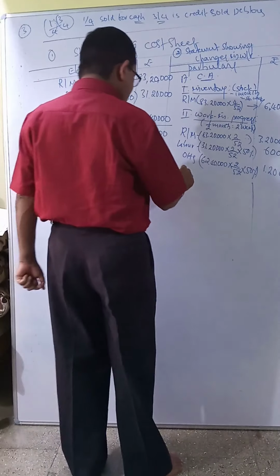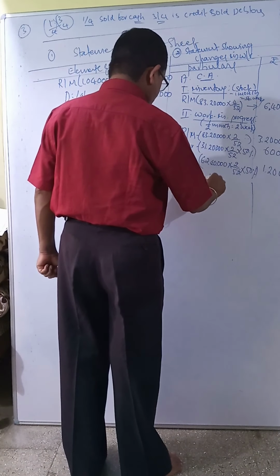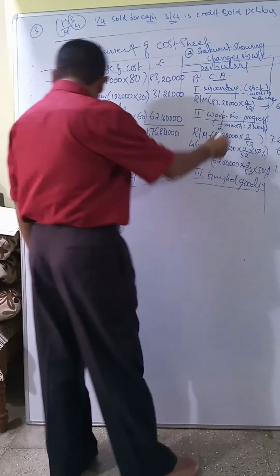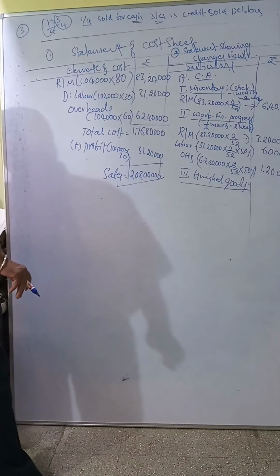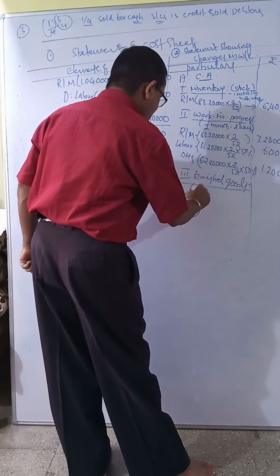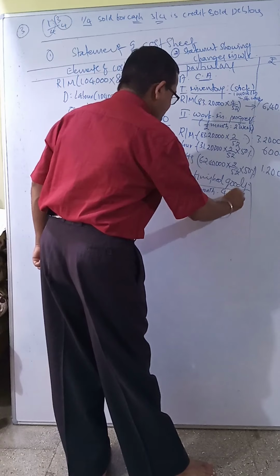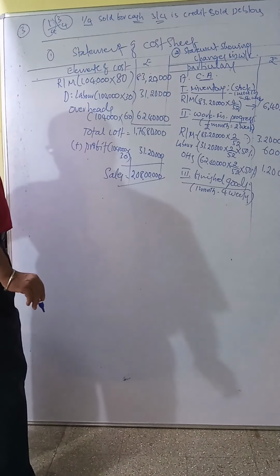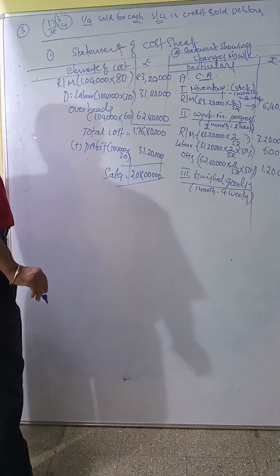Then the third element in current assets is finished goods, which we get from work in progress. Here you see finished goods are in stock on average for 1 month. 1 month means 4 weeks. 1 month, how many weeks? 4 weeks. So for finished goods, 1 month or 4 weeks you have to convert.